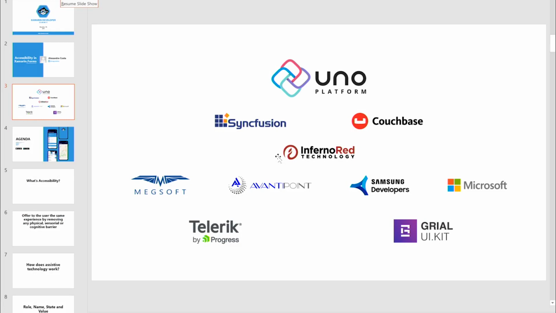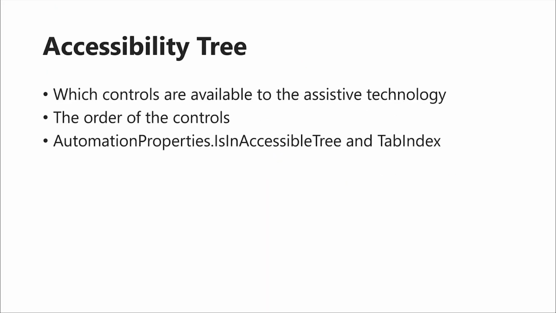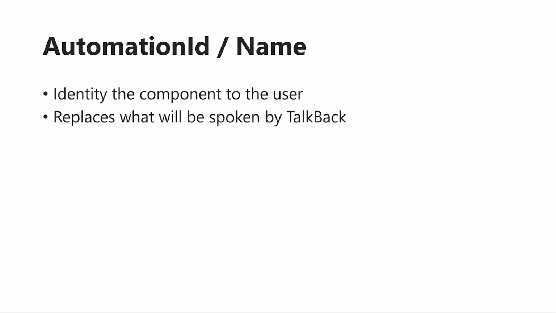Let's return to the slides. Automation ID and AutomationProperties.Name are used to identify to the user the control they are interacting with. But we have a bad thing here. I know that we have an issue open on Xamarin Forms because they use the automation ID for Android. It uses the same information about accessibility.